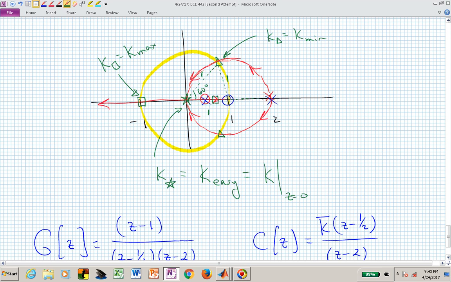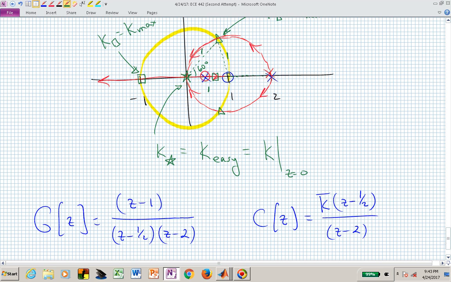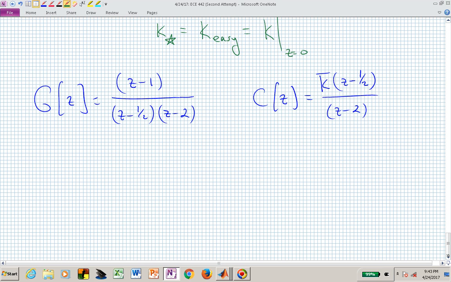And now we have a pretty easy way of finding where that triangle location is to give us our minimum value of gain. And the maximum value of gain is pretty easy to find, and also k star is easy. So let's use those to determine this range and maybe our Goldilocks value for gain in our system.